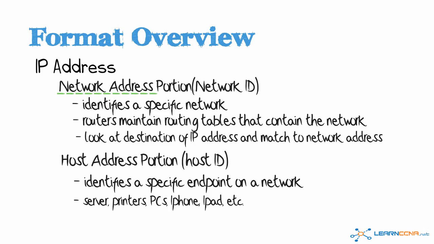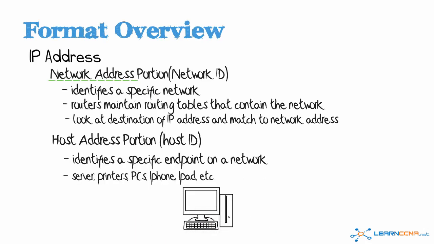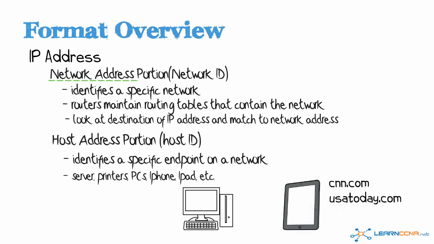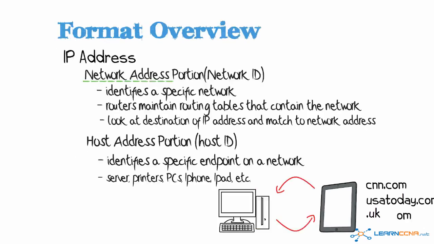So a PC may be communicating with a server. You may be using your iPad to read the news. So you'd be surfing to CNN.com or USAtoday.com or the BBC. So your iPad is sending traffic to that server, and the server is returning traffic to your iPad. So the iPad and the server will have a TCP session established at layer 4, but for the iPad to communicate with the server, routers need to route traffic to the server and back again.